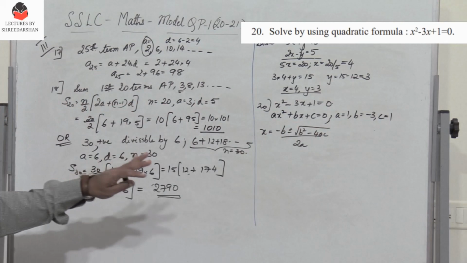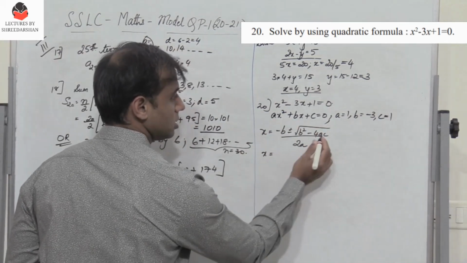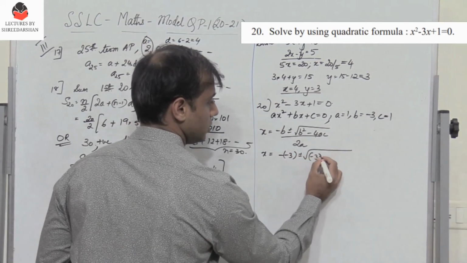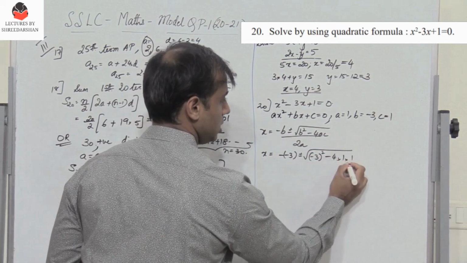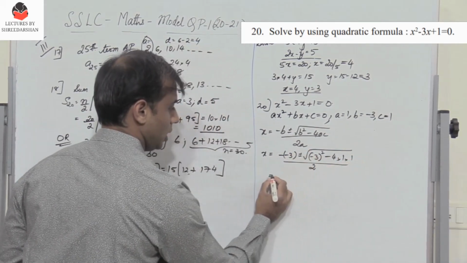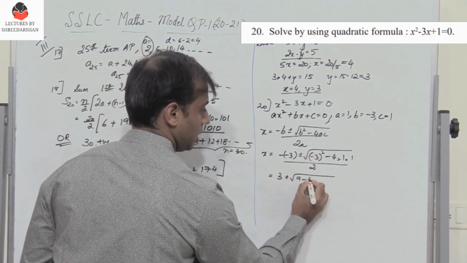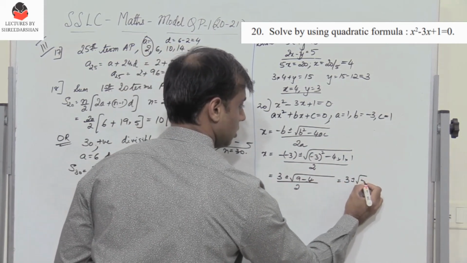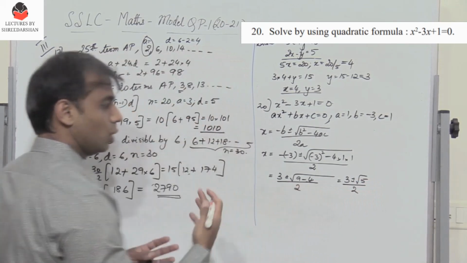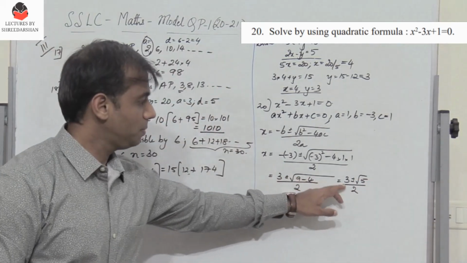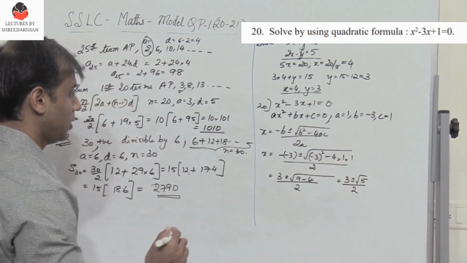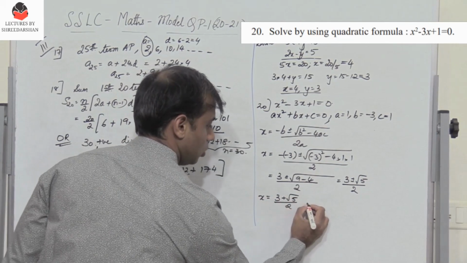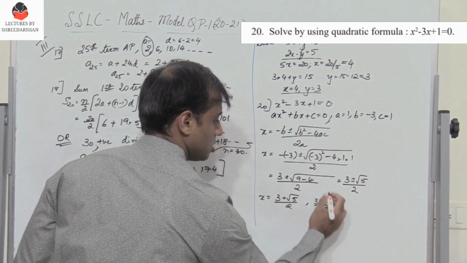Now let me substitute the values there. So we have x equals minus b, minus of minus 3, plus or minus root of b square, minus 3 the whole square, minus 4 into a is 1 into c is 1, divided by 2 into 1. So we get 3 plus or minus root of 9 minus 4, divided by 2. So I get 3 plus or minus root 5 by 2. So what are the two values? One value is 3 plus root 5 by 2 and the other value is 3 minus root 5 by 2. So these are the two values.